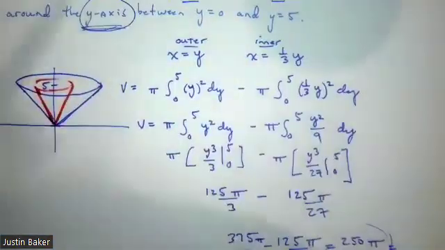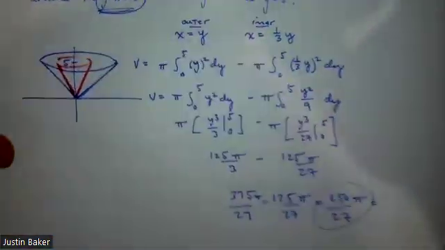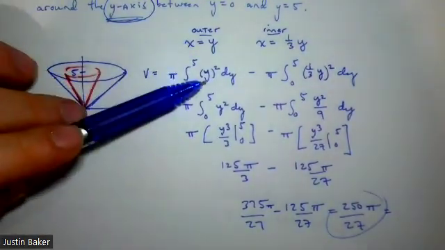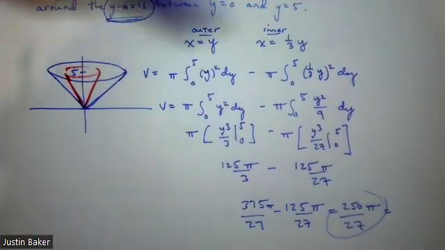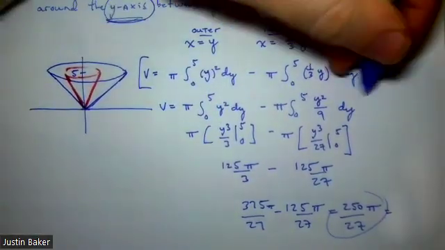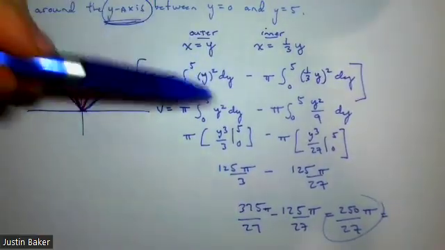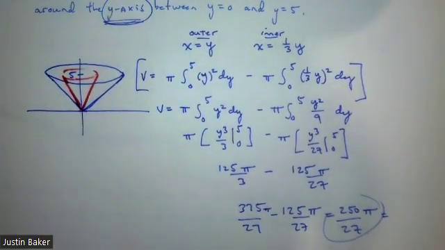So double check the math, make sure that's all correct. I'm going kind of quick here. The premise here is we want to make sure we're going with the outer function minus the inner function, and that would be our setup. So again, feel free to go back to that if you have questions.